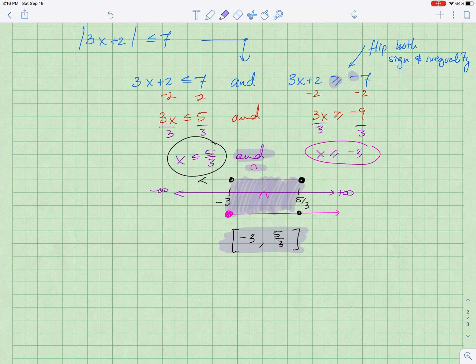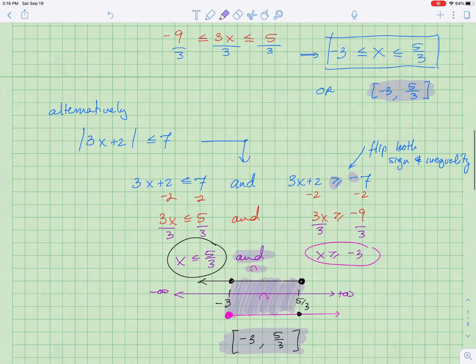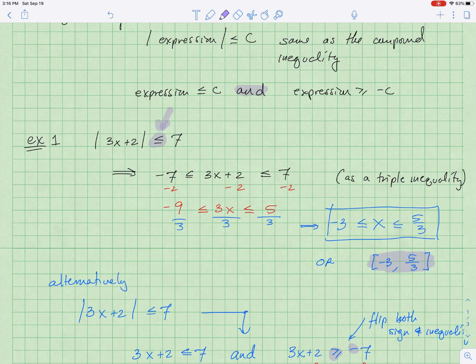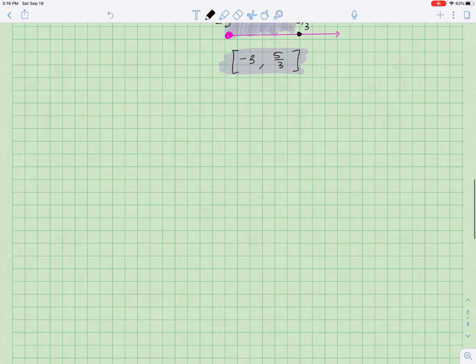Now, I should say that this is exactly the same technique had this been a different inequality, had this been less than, or less than. The only difference is I wouldn't have included my endpoint, so let's do that example. Example number 2, 2x plus 5 in absolute value minus 3 is less than 10, let's say. Now in this case, I don't have the absolute value isolated first, so let's isolate the absolute value of the expression first. So what will that look like?